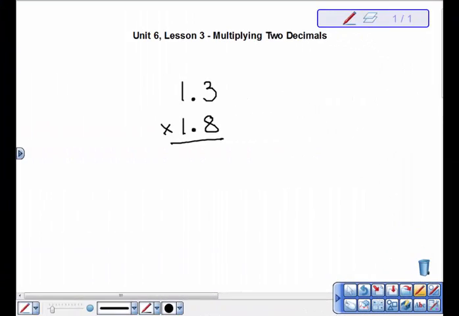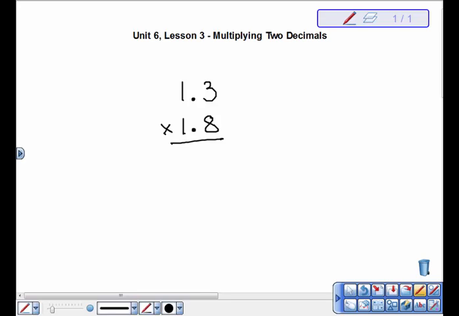Hello, my friends. Today we are going to continue our work with multiplying decimals, and we are going to work on multiplying two decimals. Now, if you worked on yesterday's lesson, lesson 2, and you said, all right, cool, I get this, then today's lesson is not going to be any more difficult. We're going to follow the same order and the same steps that we did for multiplying a decimal by a whole number, but now we just have two sets of decimals.